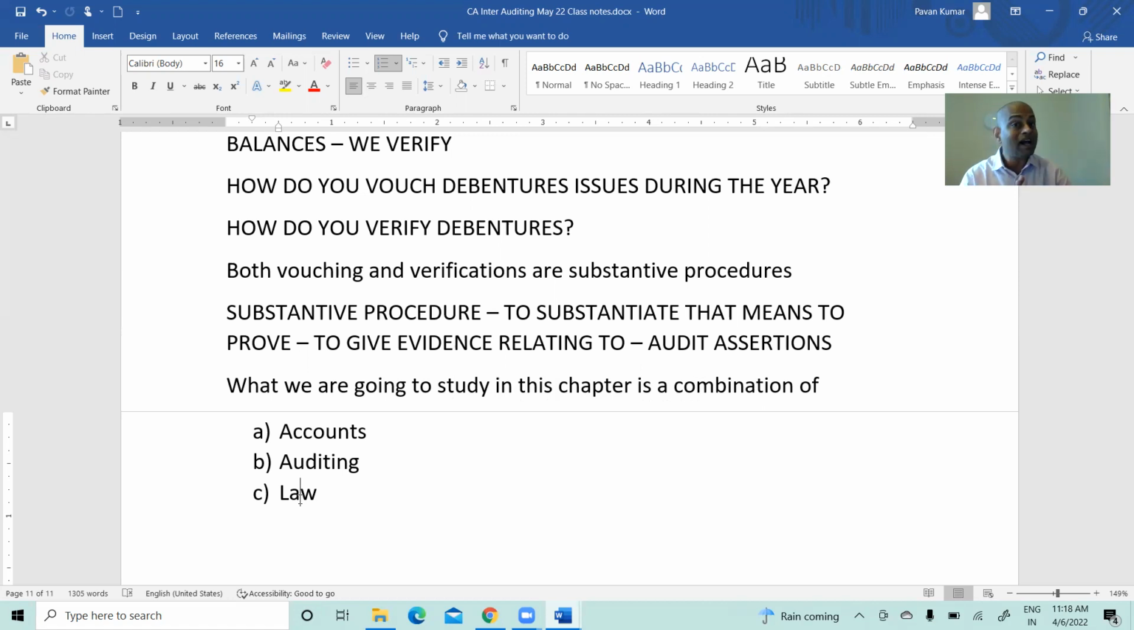Even in our regular batches, where we teach 150 hours physically, verification of issue of shares, buyback of shares, redemption of shares, issue of preference shares, redemption of preference shares, issue of debentures, redemption of debentures, debenture redemption reserve, then dividends. All these things will be given to students for self-study. Any teacher you go to, they'll give that for self-study.